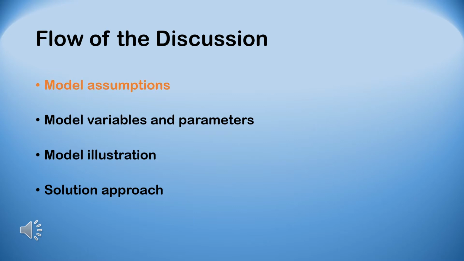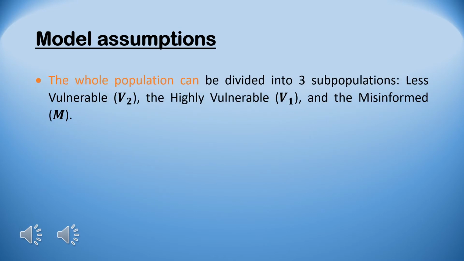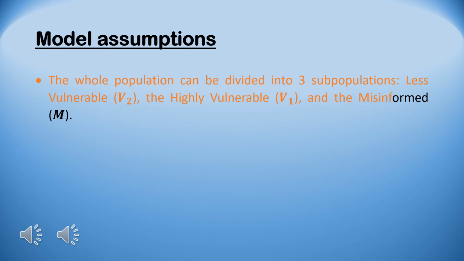Before showing the compartmental model, we'll first state our assumptions in building the model. First, the whole population can be divided into three subpopulations: the less vulnerable, the highly vulnerable, and the misinformed. By highly vulnerable, we mean that this particular subpopulation is highly vulnerable to becoming misinformed, perhaps because of a lack of media and information literacy skills. Consequently, by less vulnerable, we mean a particular subpopulation with fair media and information literacy skills.